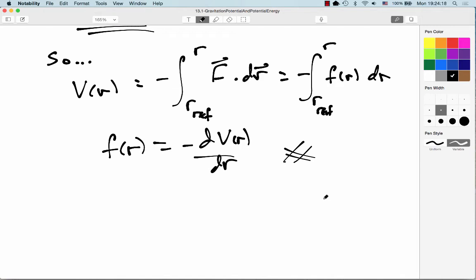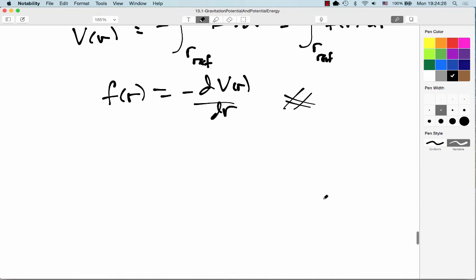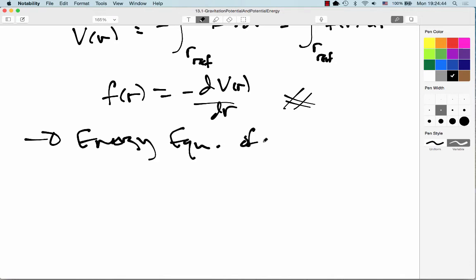Okay, so it's probably worth now turning our attention to the energy equation of the orbit. We've already done the differential equation of the orbit. Now it's time to do the energy equation of the orbit. So this is the energy equation of the orbit. And again, we'll do it for a central field.